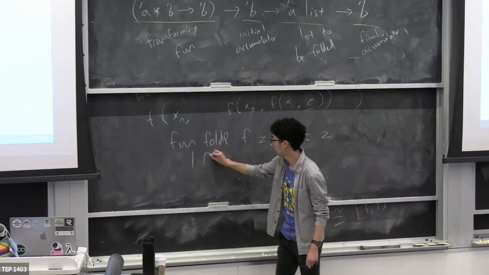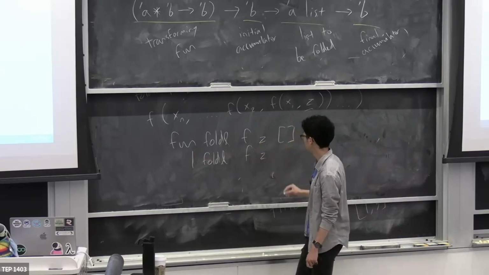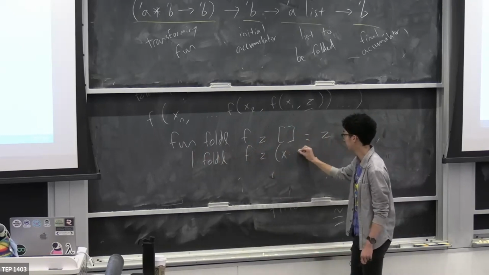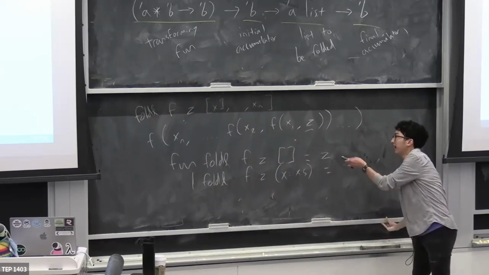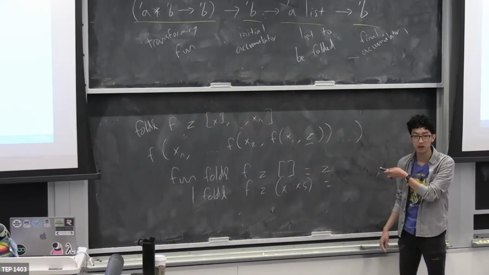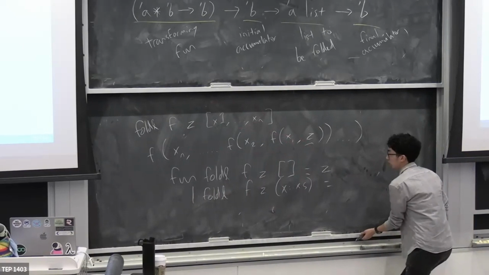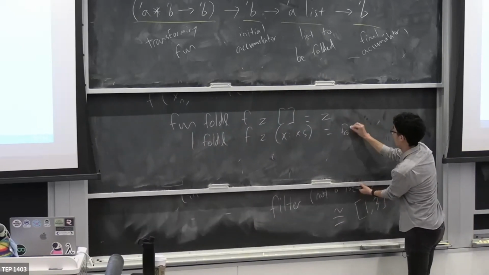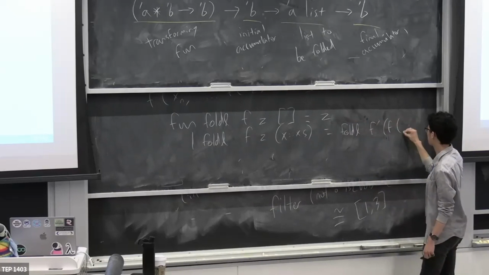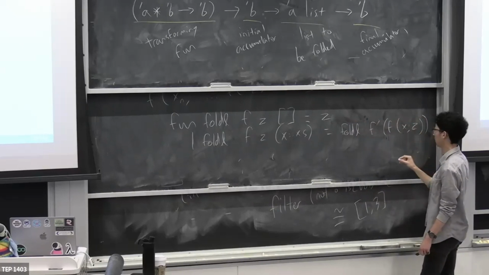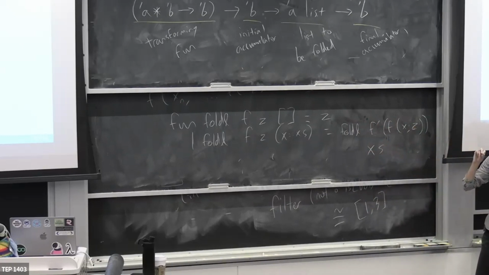If I'm trying to fold L, and I have F, I have Z, and I have x cons x's, right? That's my next case. What am I going to do? Well, I told you earlier, the first thing I want to do is take that x1 and combine it with Z, and then keep recursively going forward. So I claim to you what I'm going to do is this. Fold L, F, the same F, F of x comma Z, x's. Okay? This is what I'm going to do.